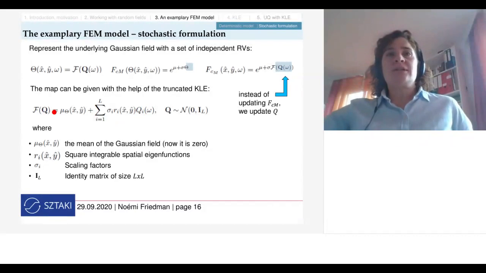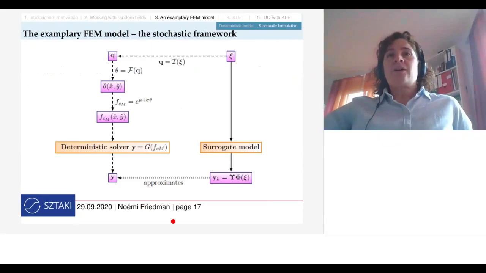Now, the equality actually only holds if this goes to infinity, so there's a small error here. And I truncate this expansion, so I take only L number of random variables, and this is how many fields I will have, deterministic spatial functions, and some scaling factor that corresponds to that. So let's see how I can fit this into this framework.